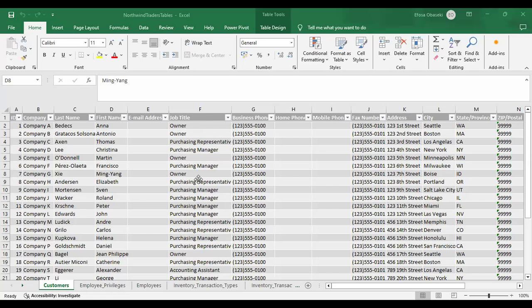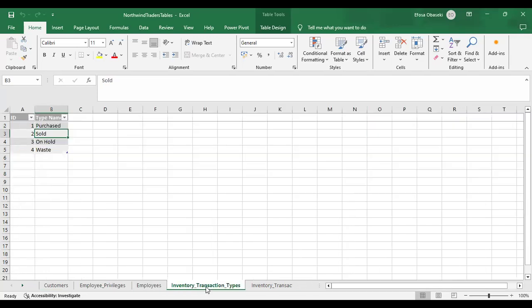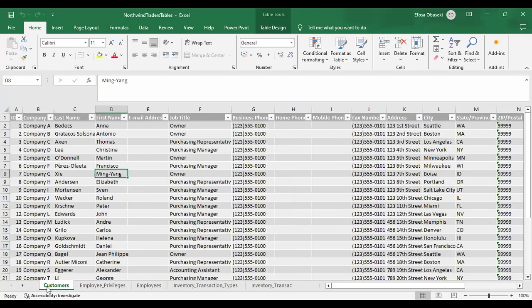All right, so let's explore a little. Let's look at this data. You can see this data has many tables. We have customers, employee privileges, employee inventory, transaction type, and so on and so forth. But for our purposes, what we are trying to explore is table relationships. That's the objective we are looking at.